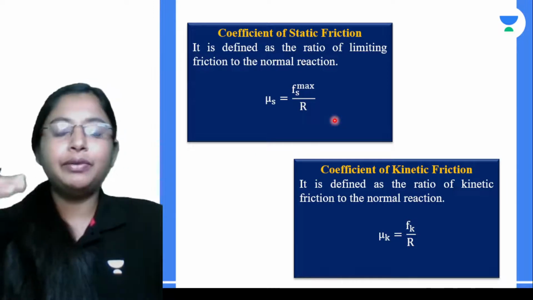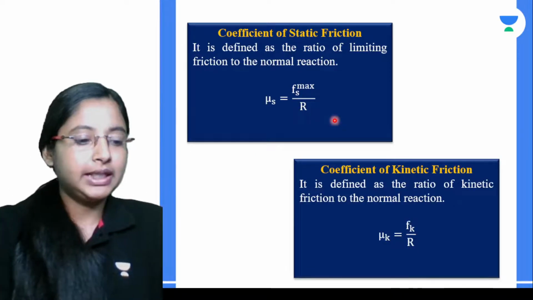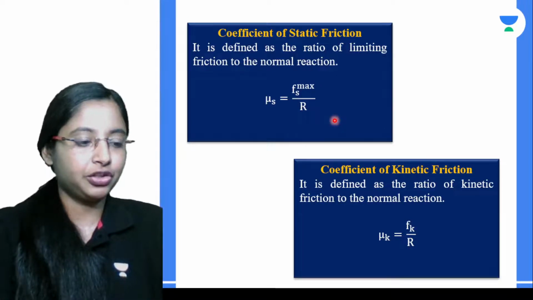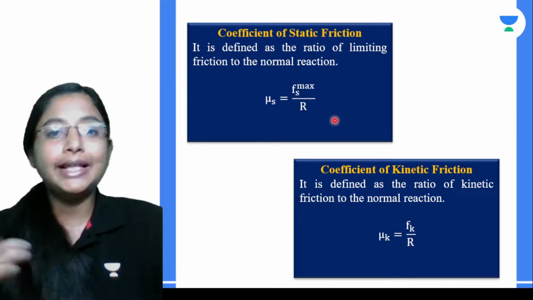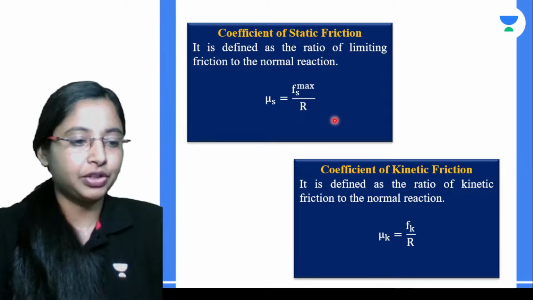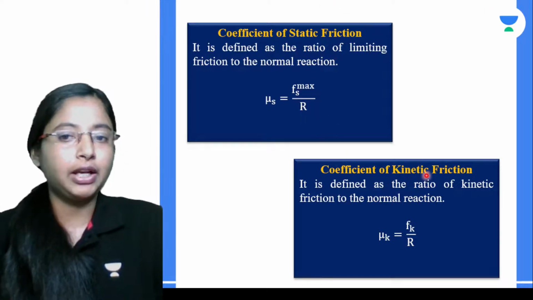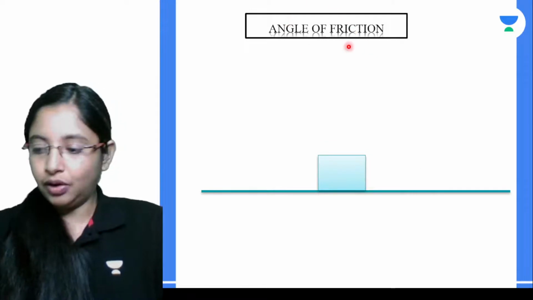Alright, so till now we have seen what is static friction and what is limiting friction. Maximum static friction is basically limiting friction, and then we have also seen what is kinetic friction. Another name for kinetic friction is dynamic friction. From there we have seen the coefficient of static friction and the coefficient of kinetic friction. Now let's see what is angle of friction.